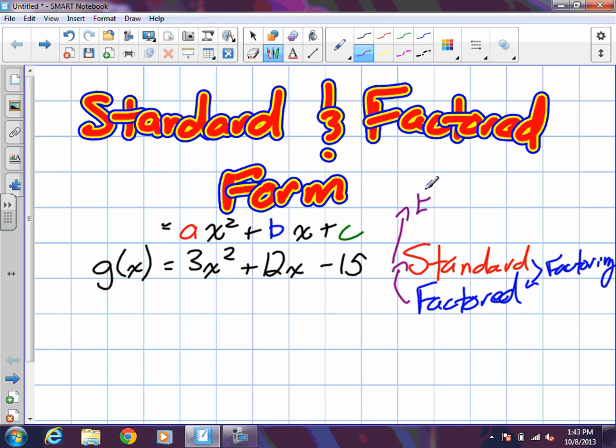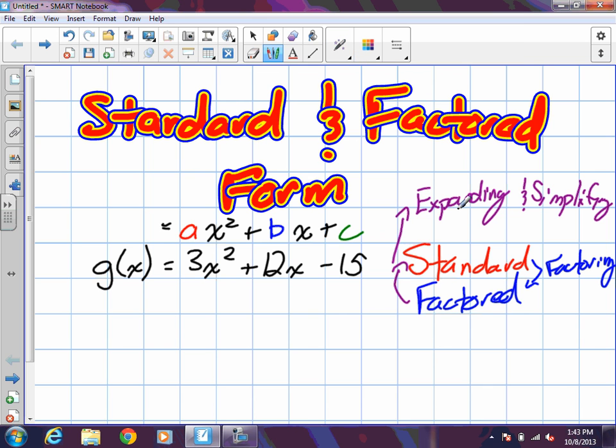That's right. What about to move from factored to standard form? It's expanding. Okay, expanding, and you could say simplifying if you will. So essentially the two things we did all last chapter, we started with expanding and simplifying, so we were in factored form, and we were moving to standard form, and then we moved from standard form to factored form.